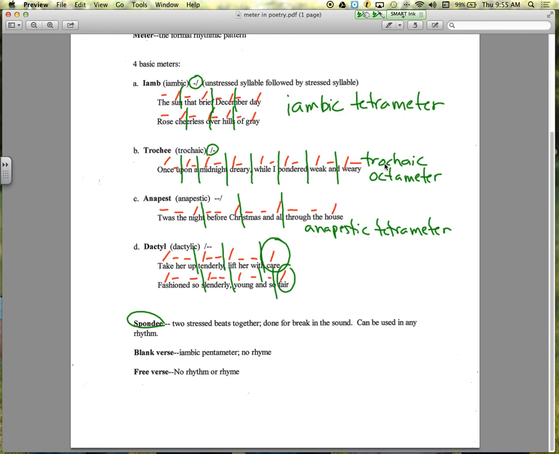So if this were on the test, you would say it is dactylic. And how many dactyls are there? 3. There's 3, so it would be dactylic trimeter with a spondee. So you would go ahead and say that there is a spondee. Dactylic trimeter with a spondee.